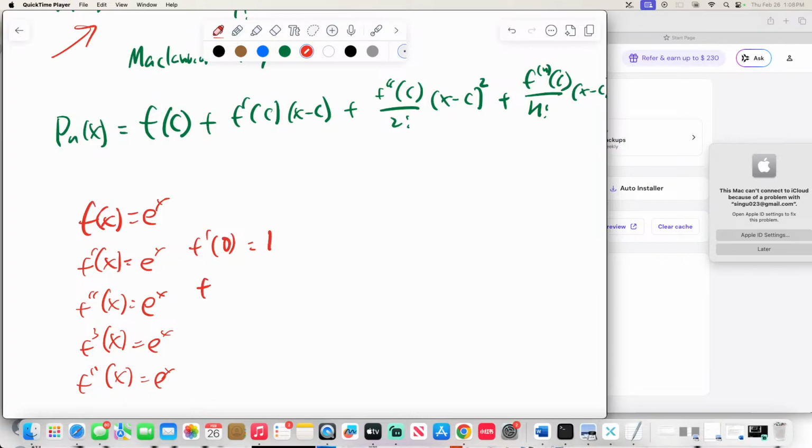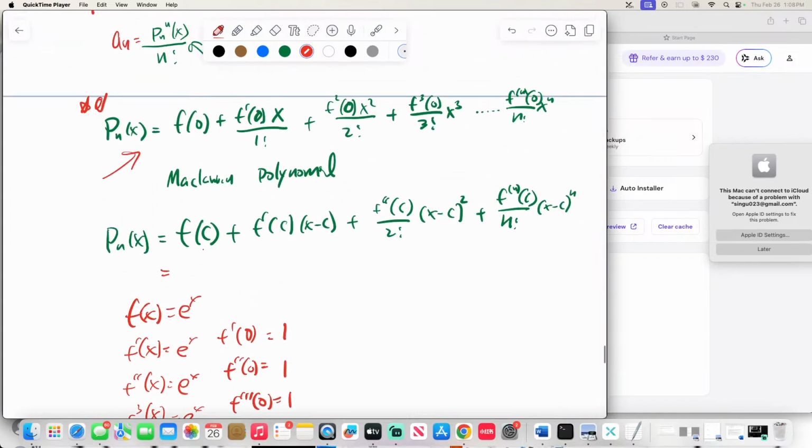1. F double prime of 0 is also 1, right? Is equal to 1. So all we're gonna do is plug in this. So now we're gonna plug in c, right? And c in this case, sorry, we're gonna use the Maclaurin series. What's the f of 0? 1, right?